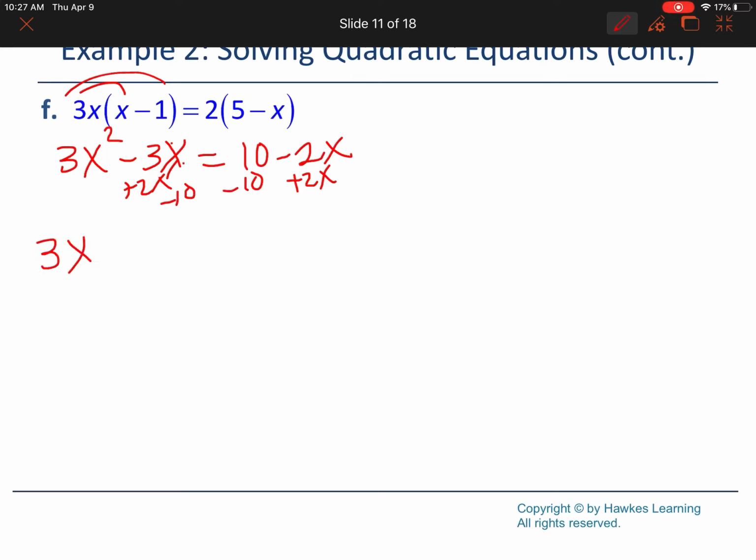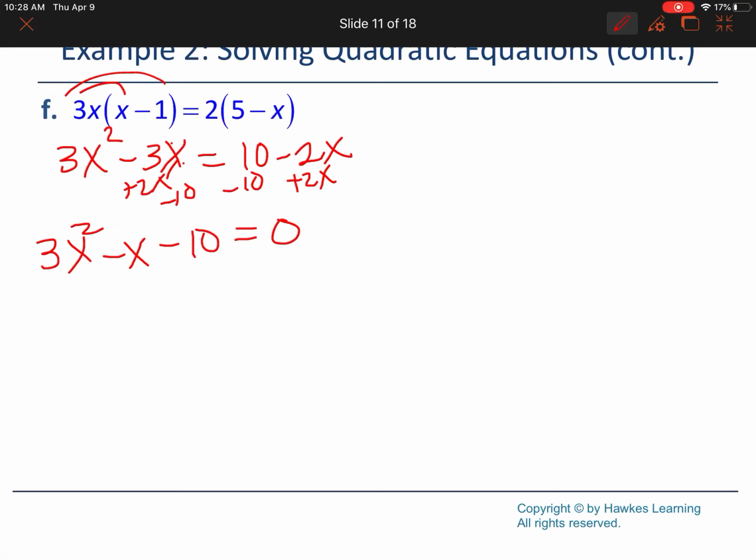So I will have 3x squared. So now I have negative 3x and positive 2x is negative x. And negative 10. And now that's going to equal 0. I hope I didn't skip too many steps there for you. So if I did, go back and do those steps all out and see if you can get to this same step here.